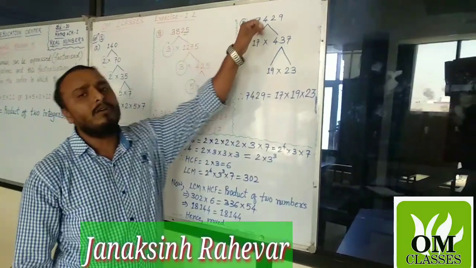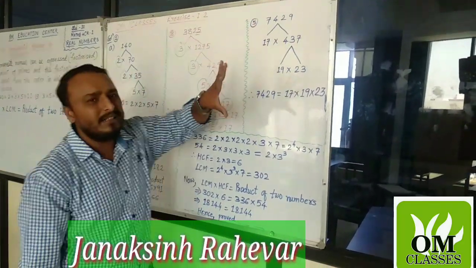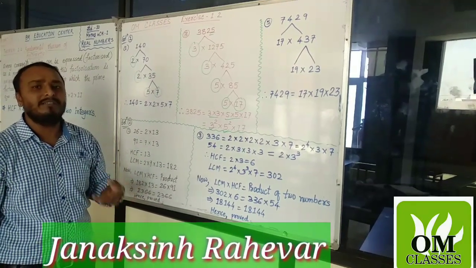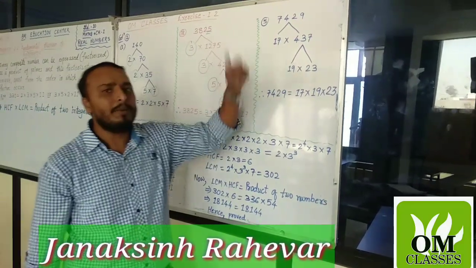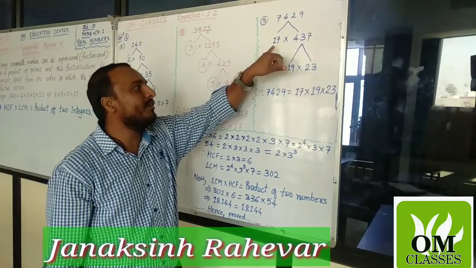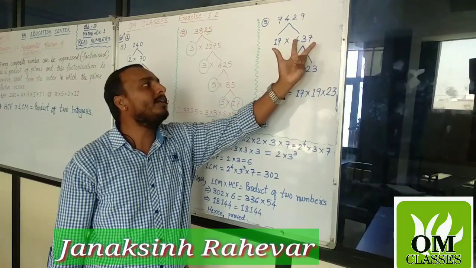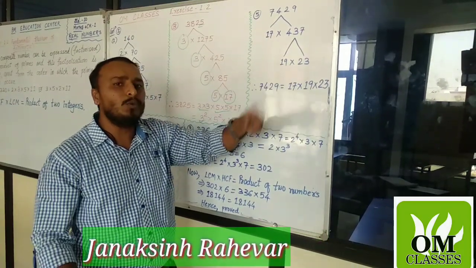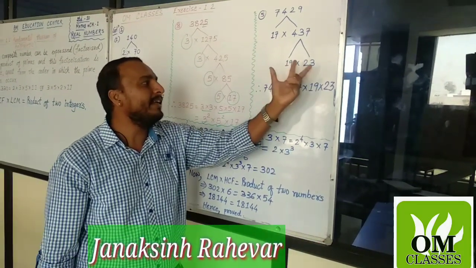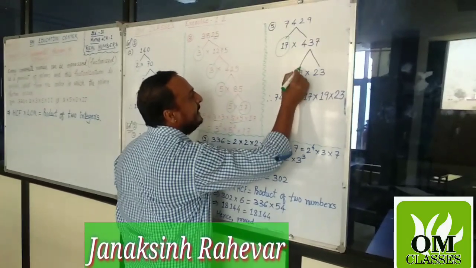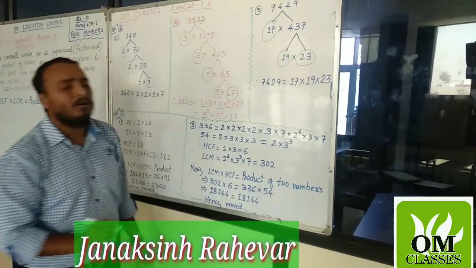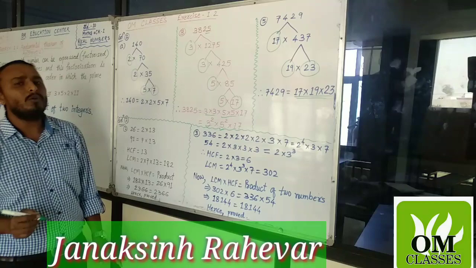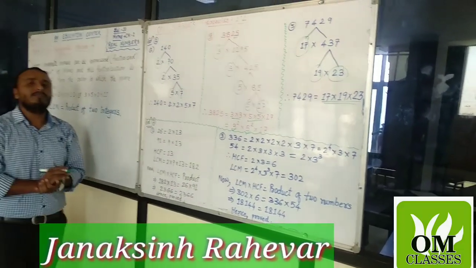The next question is 7429. Now this is a little bit difficult because it is not divisible by 2, 3, 5, 7, 11, 13, and the next prime number after 13 is 17, by which it is divisible. If you divide by 17 you get 437, and 437 is not divisible by 17 again. So let's move to the next prime number, that is 19. 19 into 23. Now you can see 17, 19 and 23 are all prime numbers. So the product of factors is 17 into 19 into 23. This way you can solve question 1.